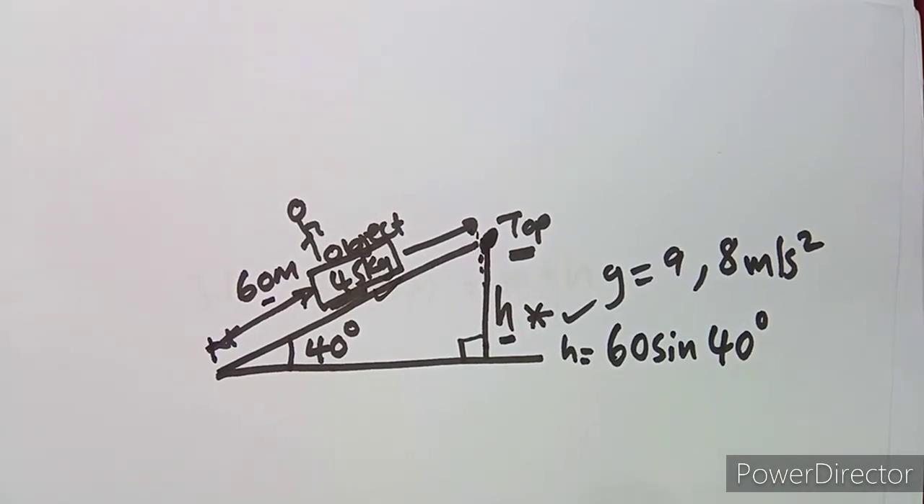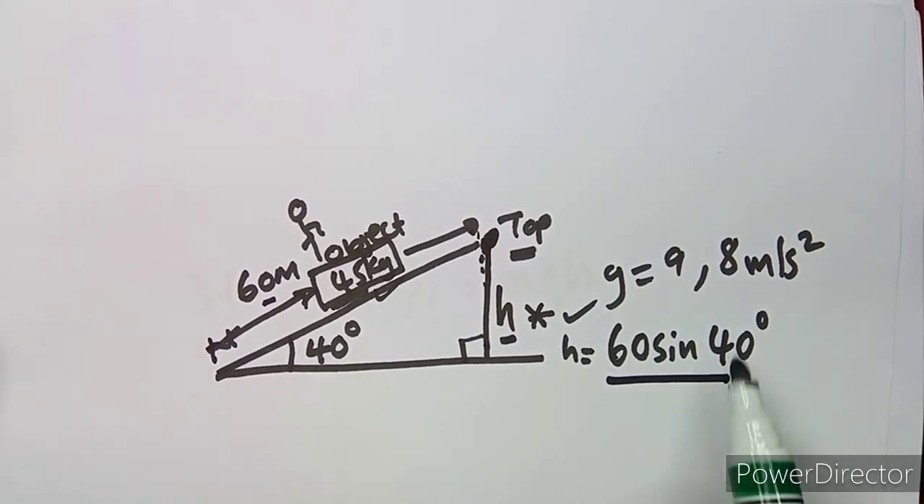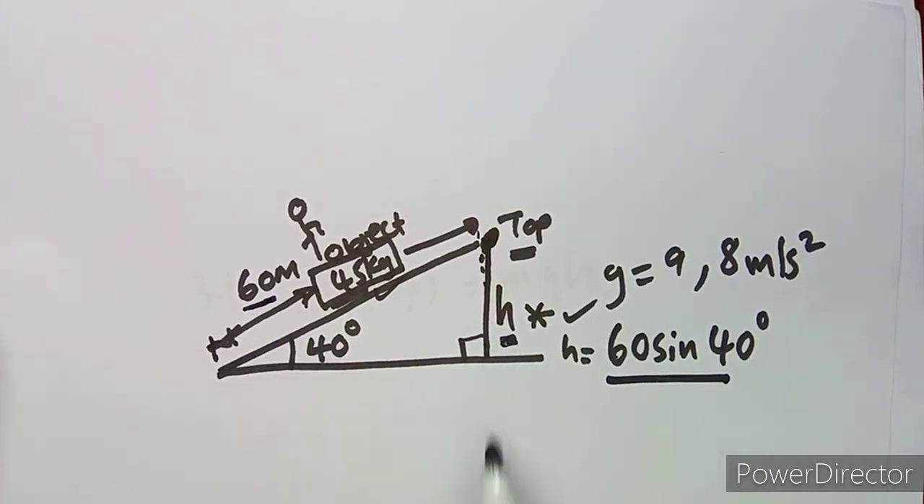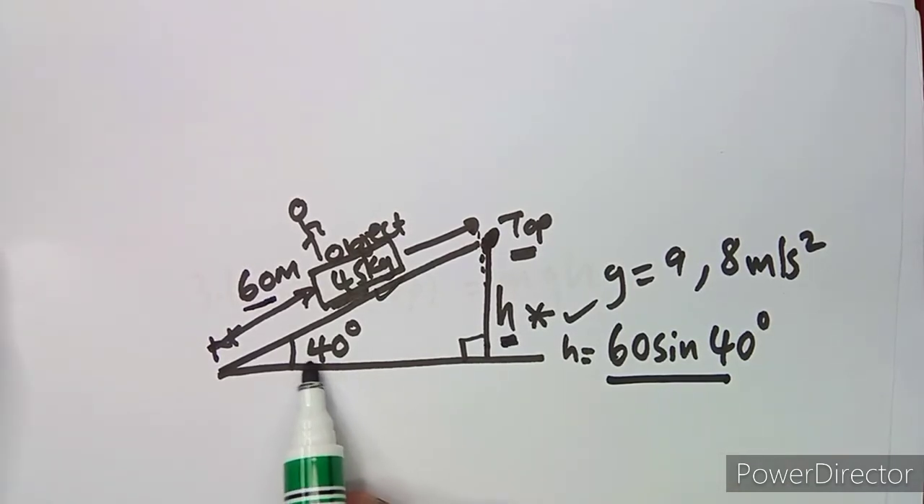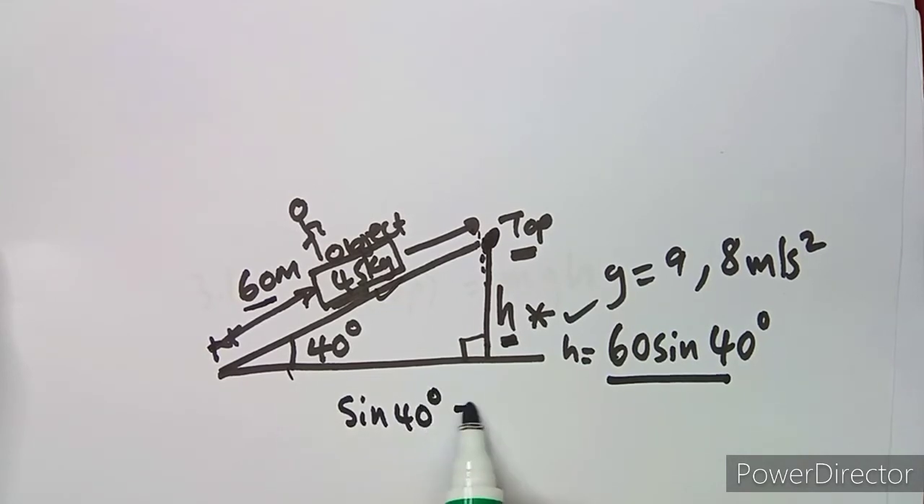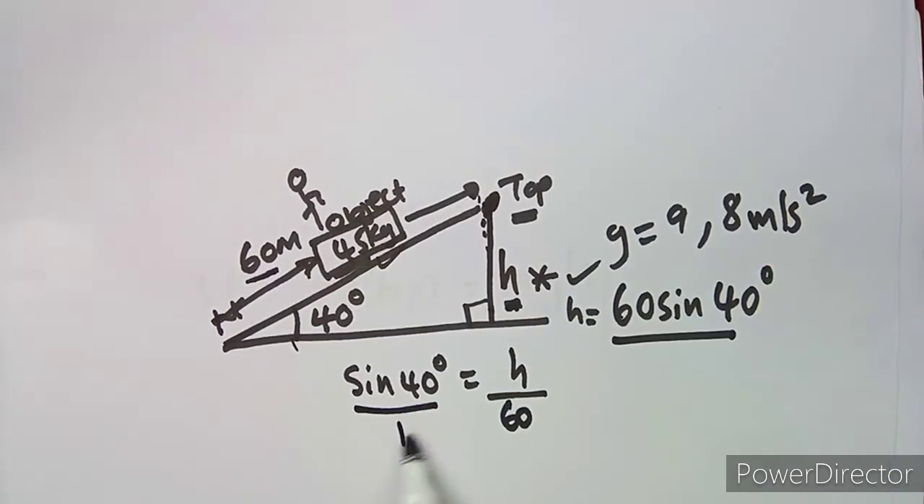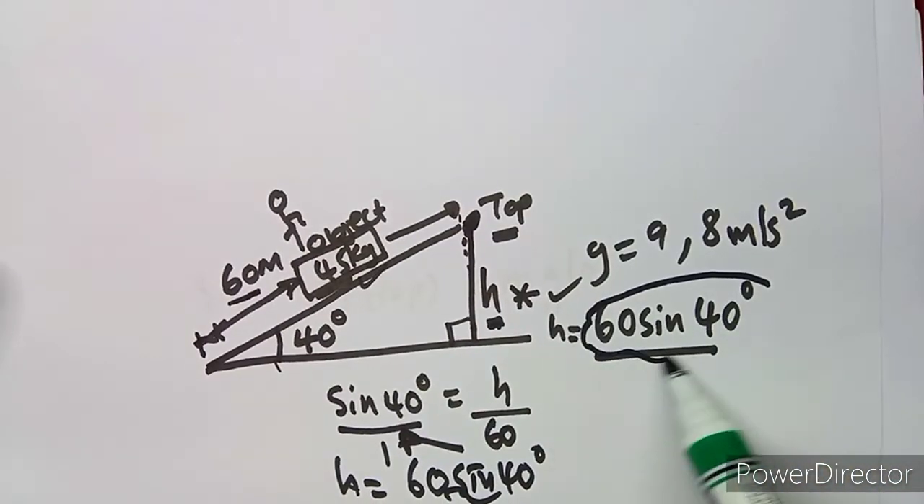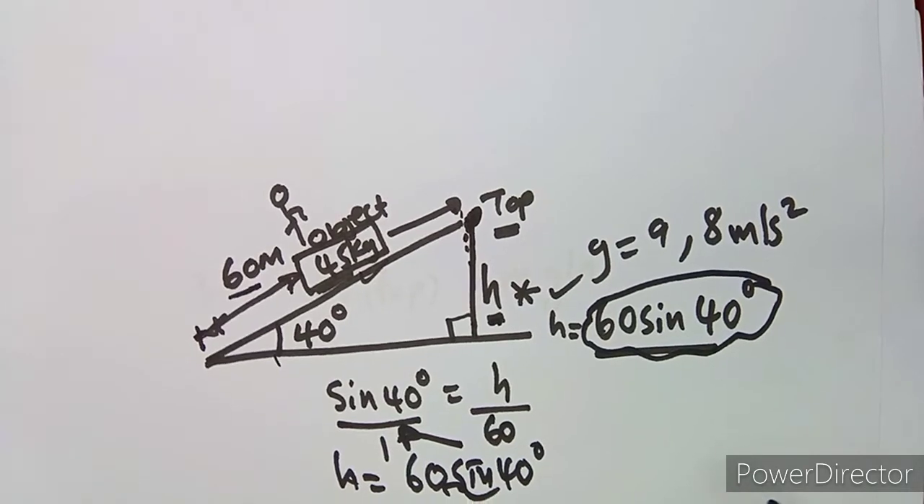So h is going to be 60 sine 40 degrees, from the given distance of 60 meters. Actually you can use trigonometry here, not Pythagoras. We know that sine 40 degrees, sine is always opposite over hypotenuse. The opposite is h, and the hypotenuse is 60. So you can find h by cross multiplying, so h is equivalent to 60 sine 40 degrees. In place of the height, you are going to substitute 60 sine 40 degrees.